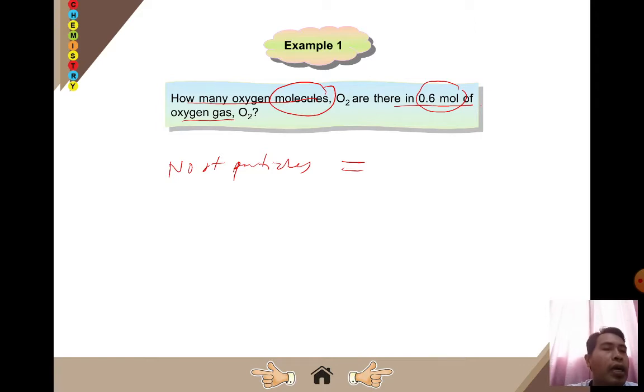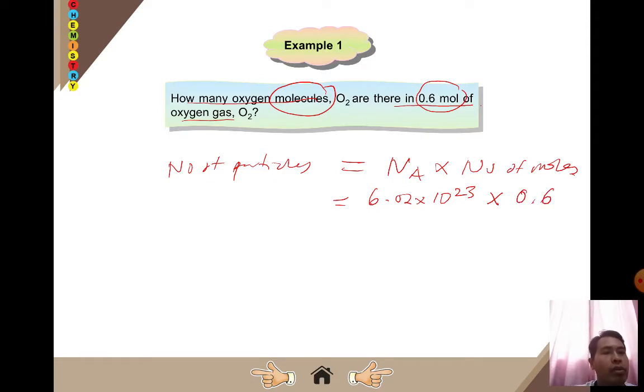Okay, so number of particles equals Na times dengan number of moles. Okay, so Na kita 6.02 times 10 to the power of 23 times with the number of moles. Okay, so you dapatlah jawapan dia. You kena guna calculator. Okay, guna calculator. This one you have to kurung. Kita kata kurungkan dia. And then you darab dengan 0.6. Kalau you tak kurung, nanti jawapan dia akan jadi berbeza.